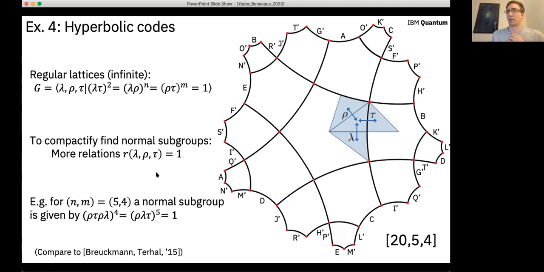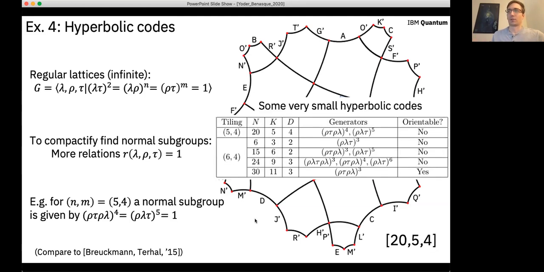So using this, we can find some non-checkerboardable lattices, like this example here. And this turns out to be a 25-4 code. It's something that you cannot use with the homological formalism because it's not checkerboardable, as mentioned before. And we can find some other small examples here as well of hyperbolic codes.